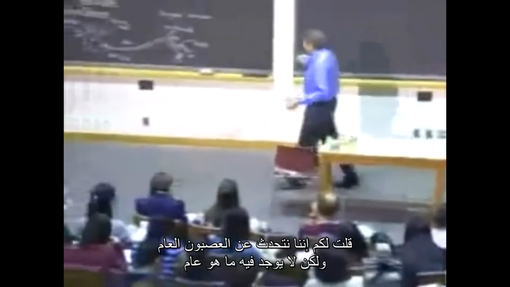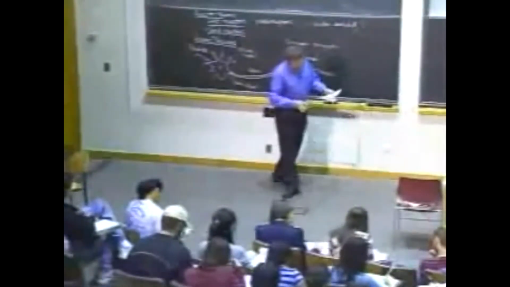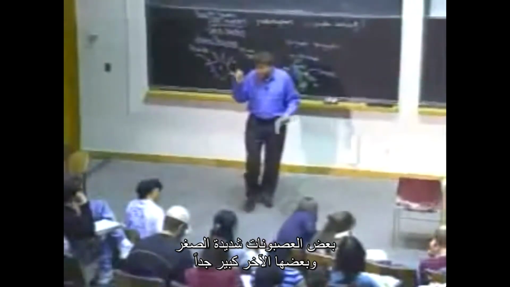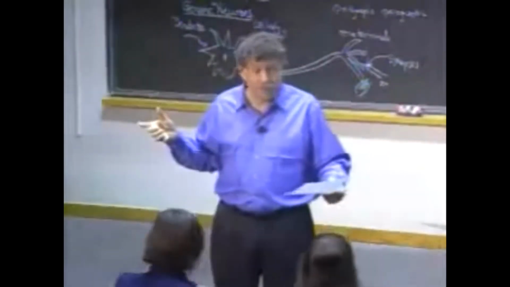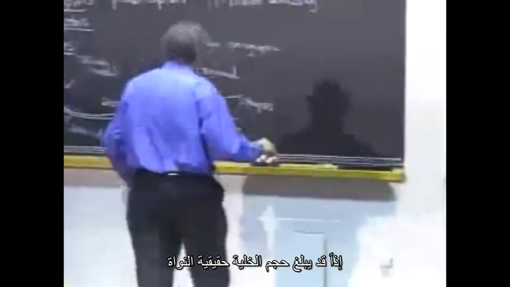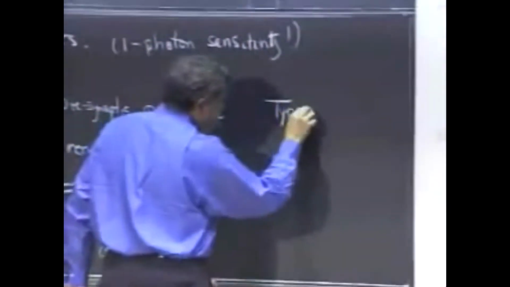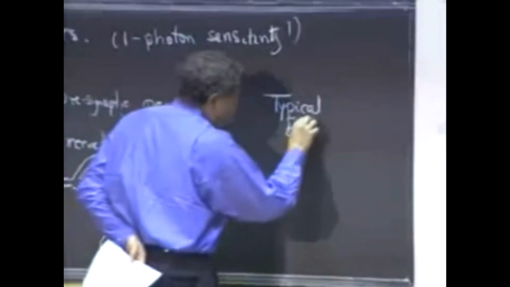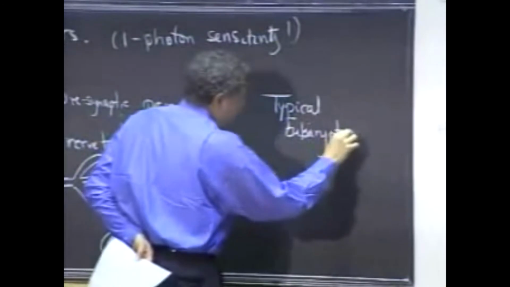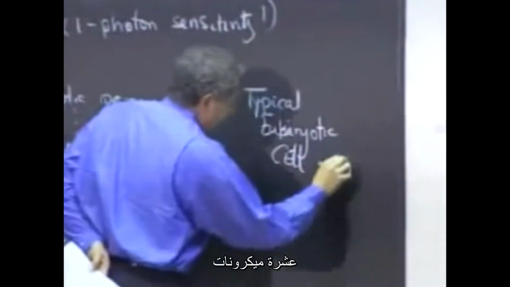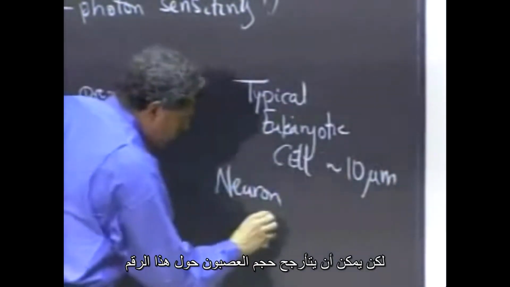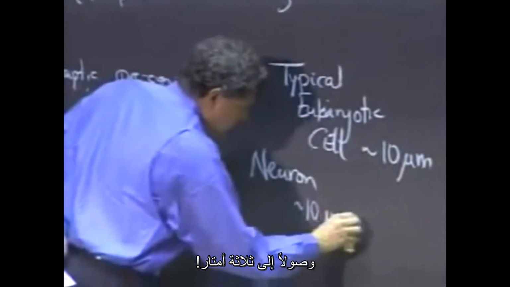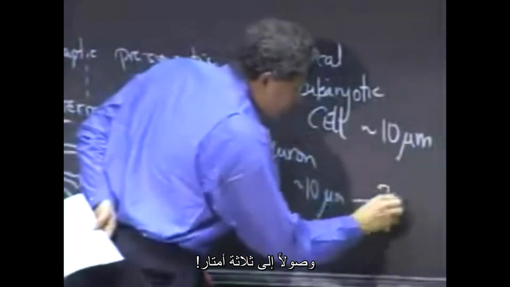Now, I said generic neuron, of course. There's really nothing generic about it. Some neurons are very tiny. Some neurons are very big. What's a typical size of an ordinary eukaryotic cell? I don't know, a liver cell. Ballpark, 10 microns. So a typical eukaryotic cell might be about 10 microns. But a neuron can be anywhere from that size, 10 microns, all the way up to 3 meters.